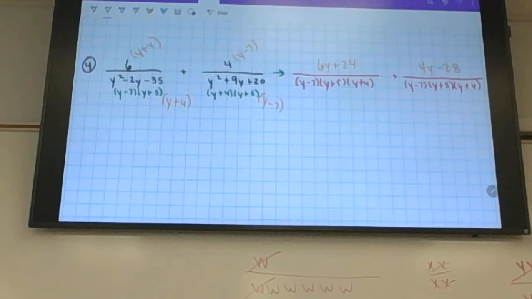Miss Goblin, on solid quizzes, does it matter if the variable's correct or not? No, it doesn't.